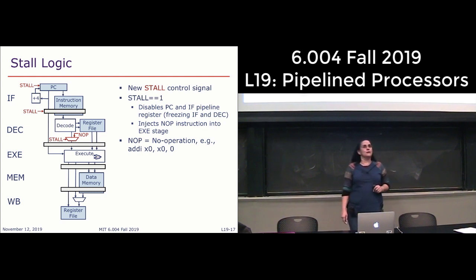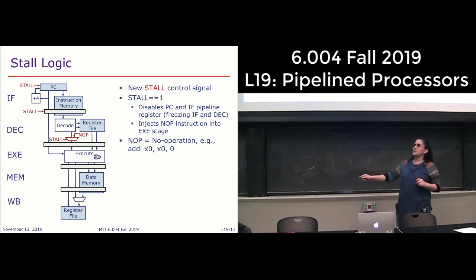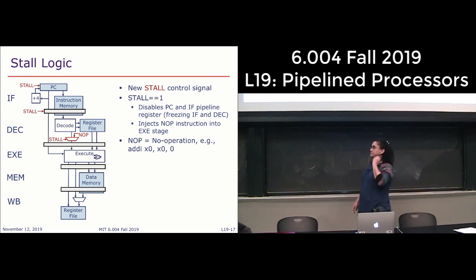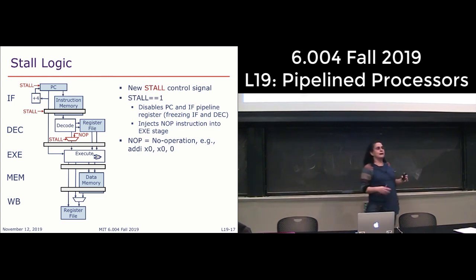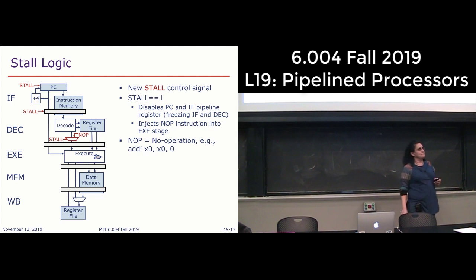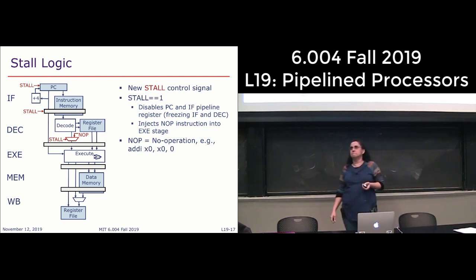And what does setting stall to 1 do? Well, it keeps the PC from being updated. It keeps this pipeline register between the instruction fetch and decode stage from being updated. So we do not move on to the next instruction. We keep whatever instruction is there. And the last thing that we do is that we feed in no-ops to fill in the pipeline while we're doing the stall. Okay? Any questions about that? Great.